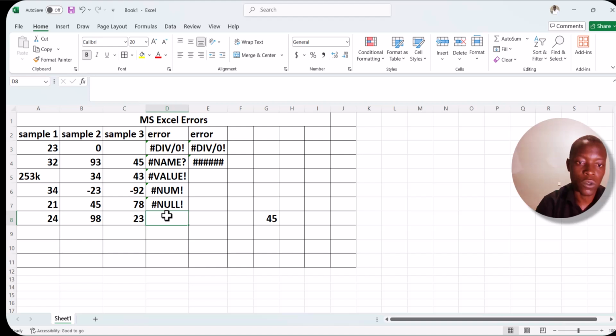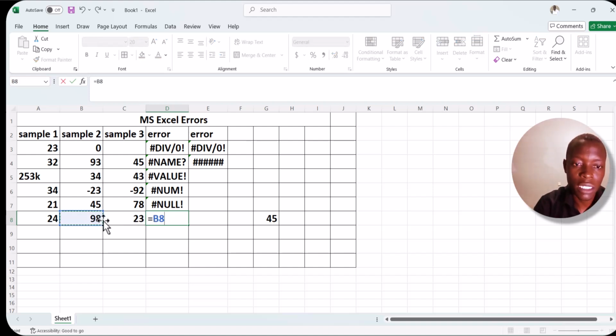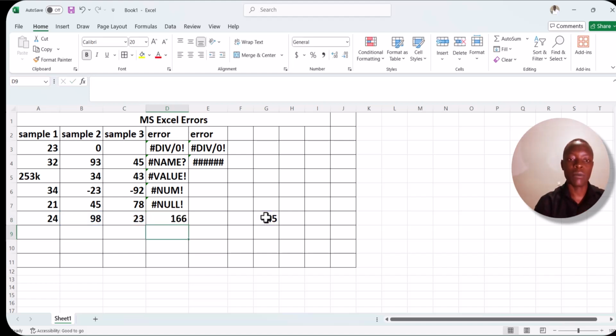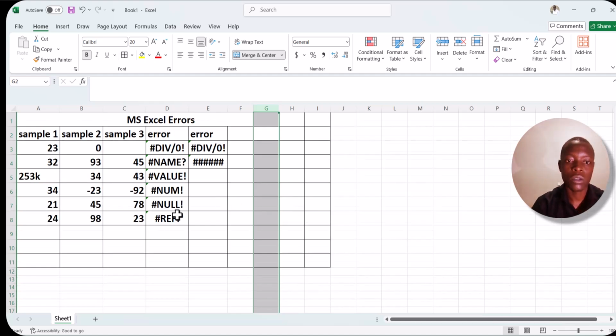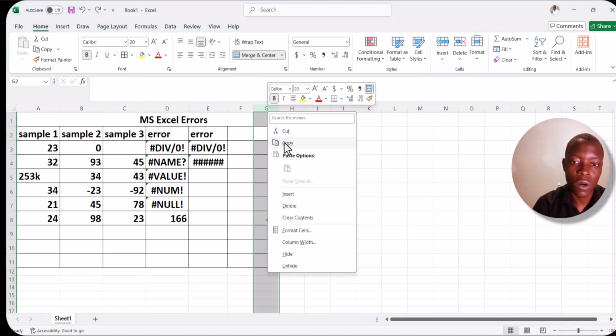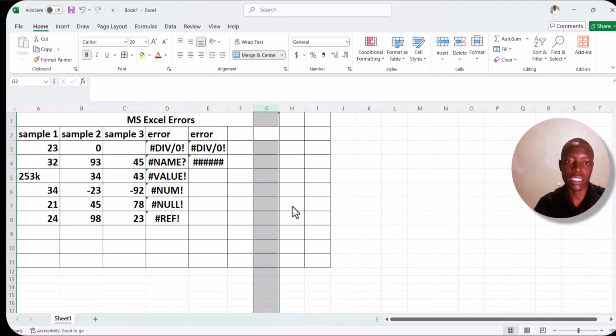Okay, the last one for today is going to be #REF. #REF simply means invalid reference. Just in case you have added up 98 with 23, and then you also add up a 25 and a 45 there. When you add those up, you get 166. But then you delete this. When you delete that one, you'll have your #REF. That means it is an invalid reference because you have deleted one of those cells. But when you bring it back, of course, our value shall appear. For clarity, let me delete that one so that we can see that reference.